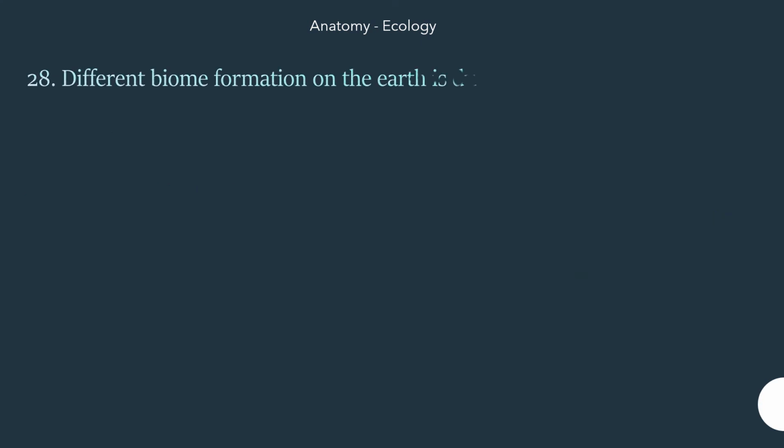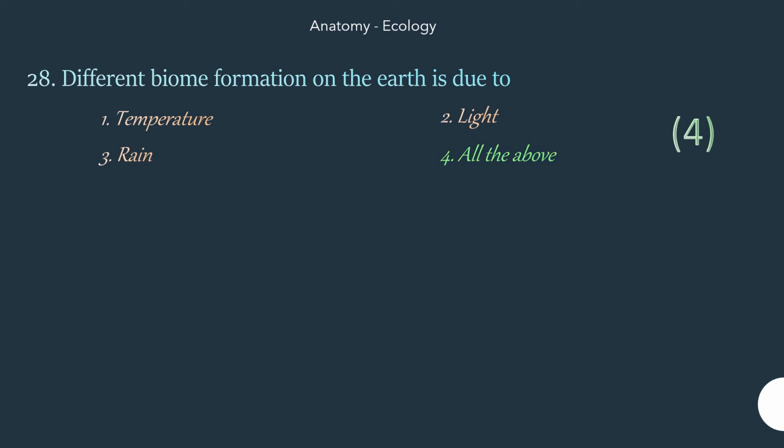Different biome formation on the earth is due to options: temperature, light, rain, all the above. The answer is 4. All the above.